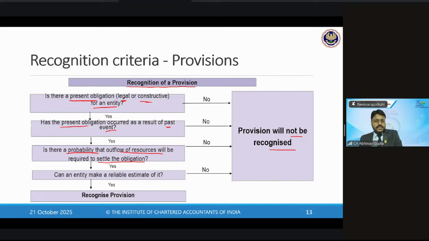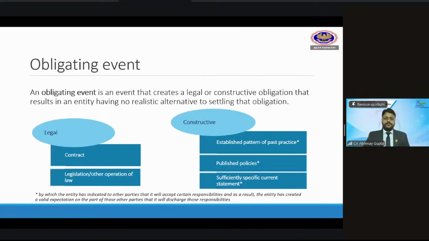If yes, then can the entity make a reliable estimate? If no, the provision is not recognized. If yes, then only will the provision be recognized. Correct? In practical life, this condition is generally considered to be met, because no company can come and say that it is not able to measure the amount. Correct? This is what we have understood by now.